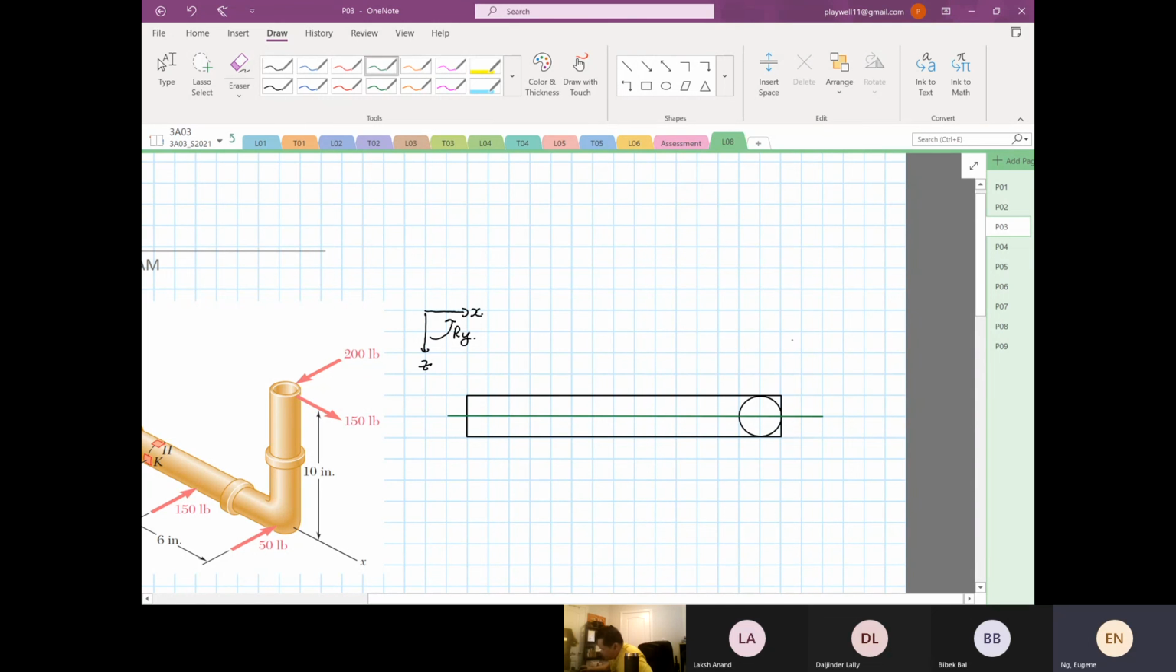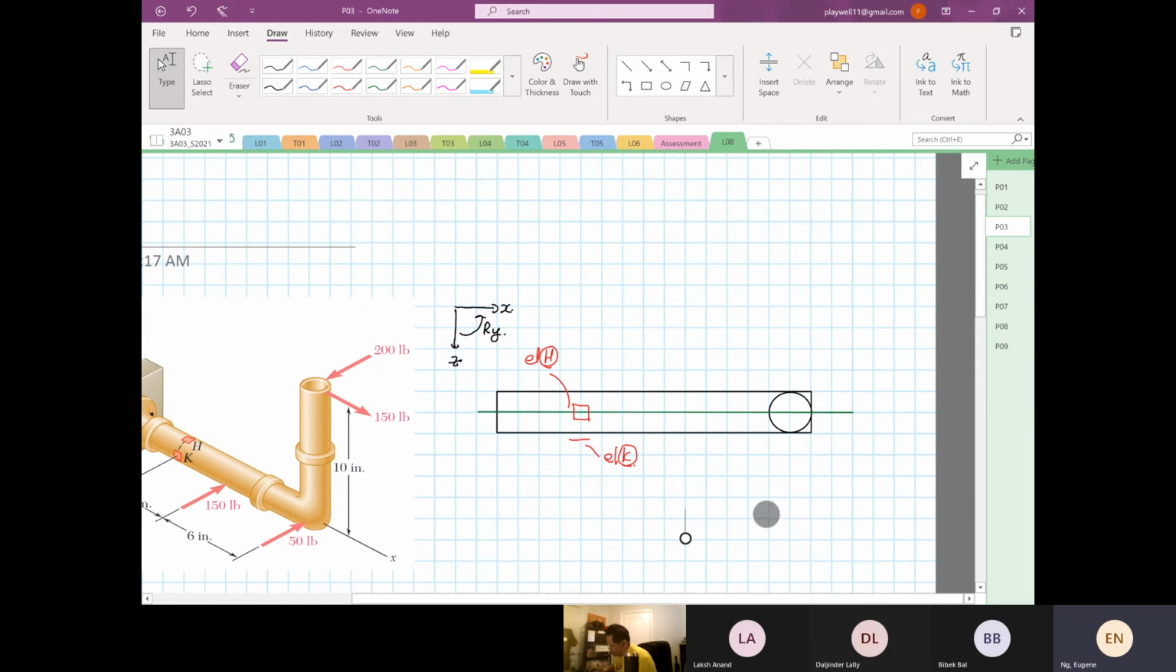All right. After you draw the position of the neutral axis, the next thing is you draw your elements. So this is your element H. Over here, this is your element K. That's done. Then next, you start drawing your forces. So you start drawing your forces now.